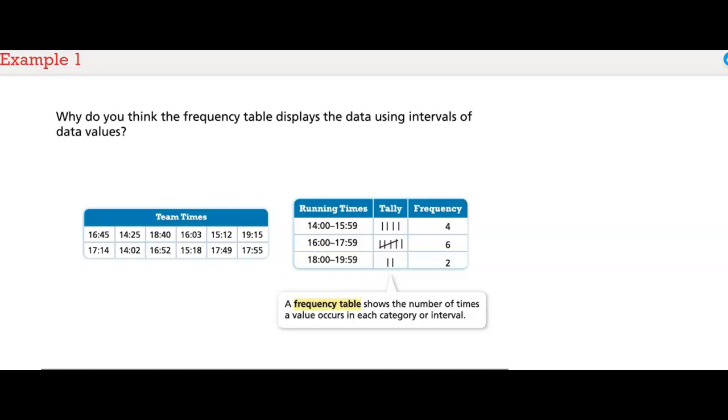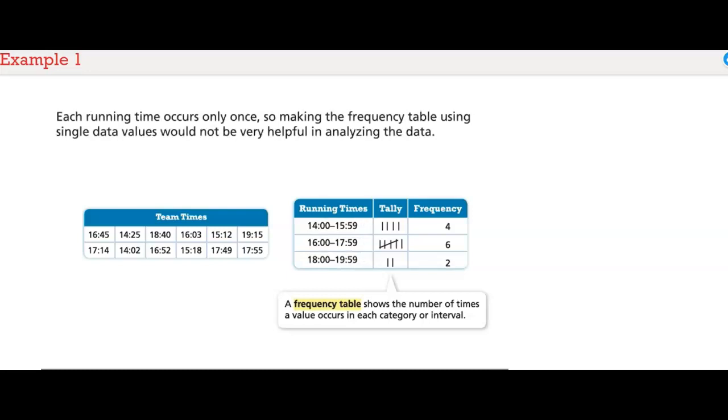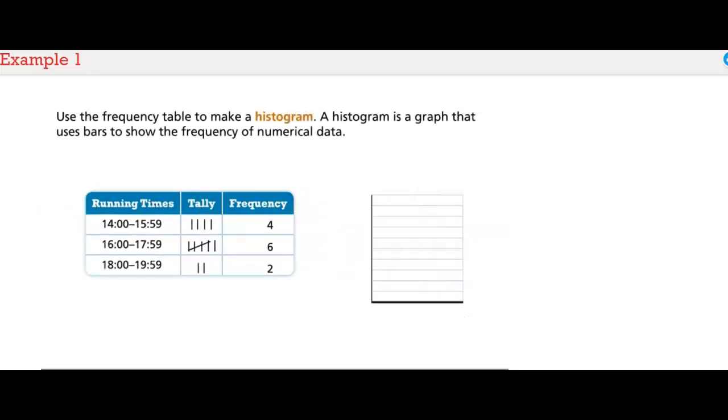Why do you think the frequency table displays the data using intervals of data values? Each running time occurs only once, so making the frequency table using single data values would not be very helpful in analyzing the data. Use the frequency table to make a histogram. A histogram is a graph that uses bars to show the frequency of numerical data.